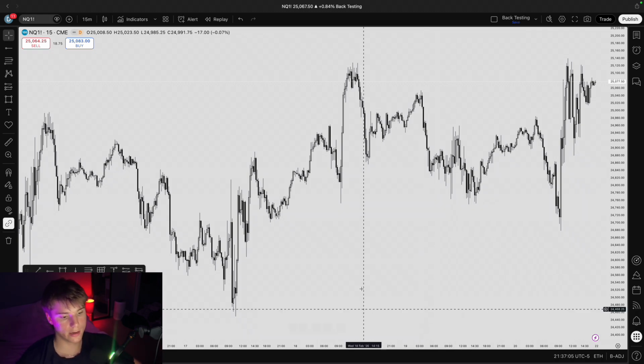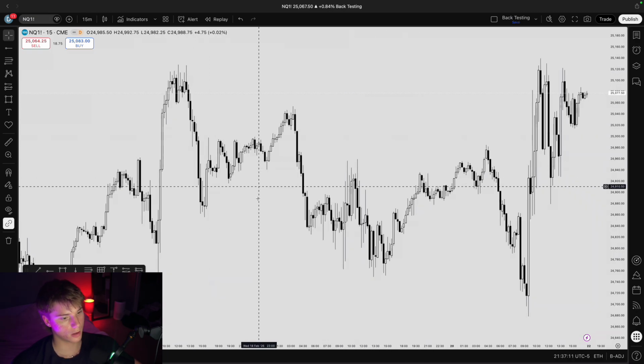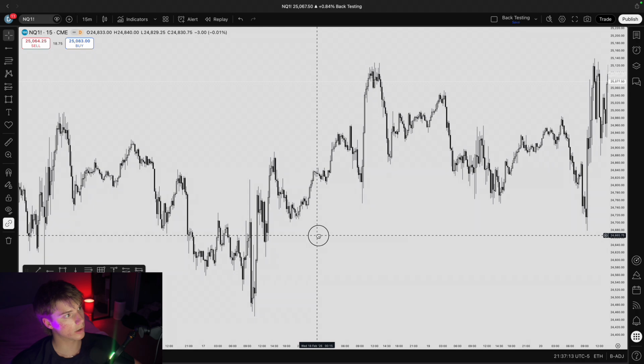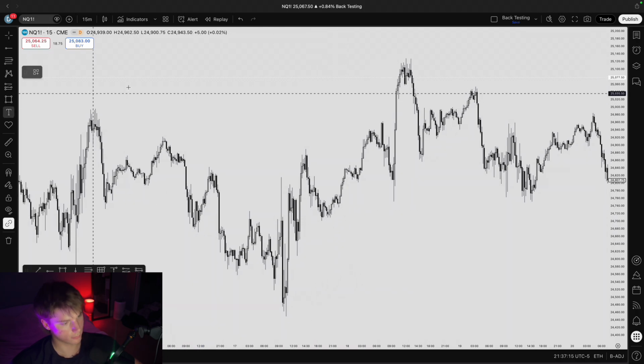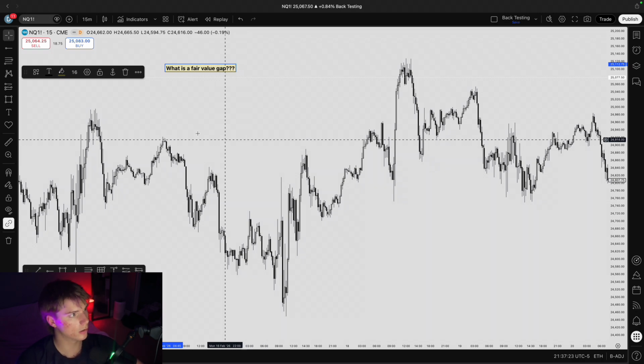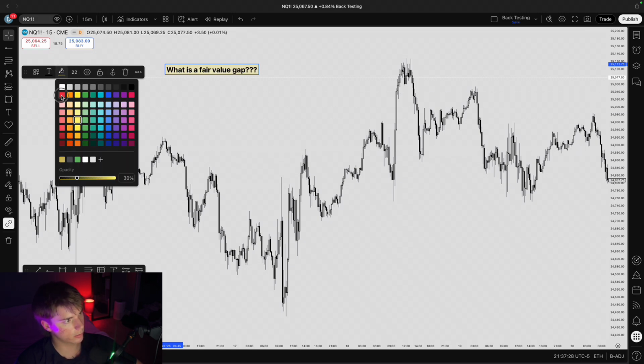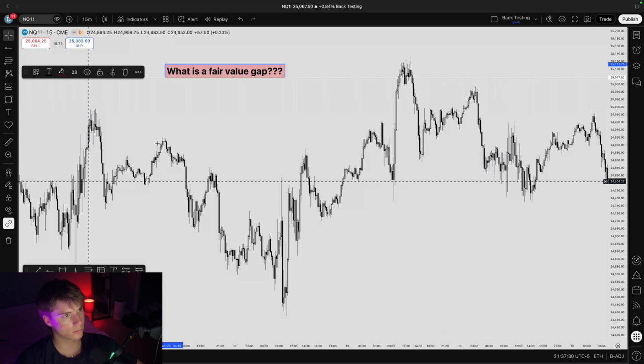But getting right into it, so we are not wasting any of your time, what is a fair value gap? Question mark, question mark, question mark. Big bold letters. There we go. And we'll make it red. Okay.